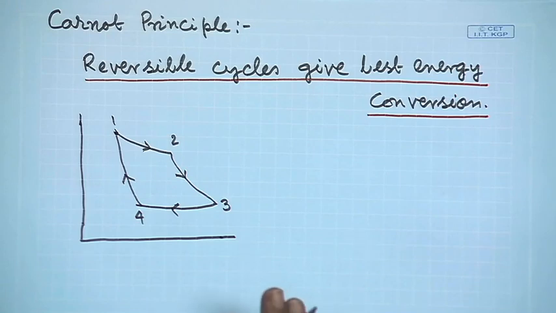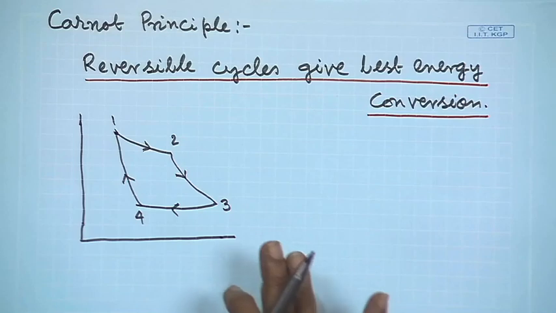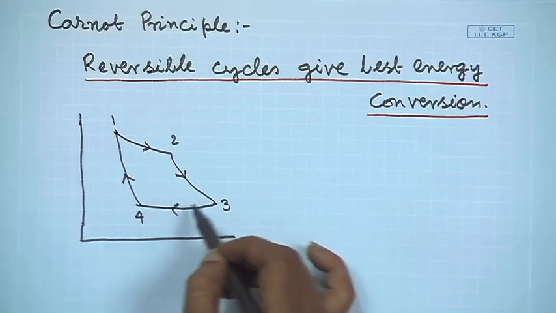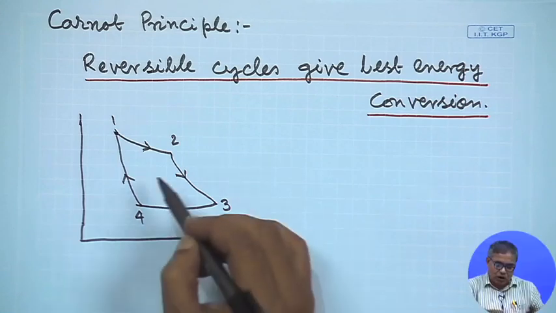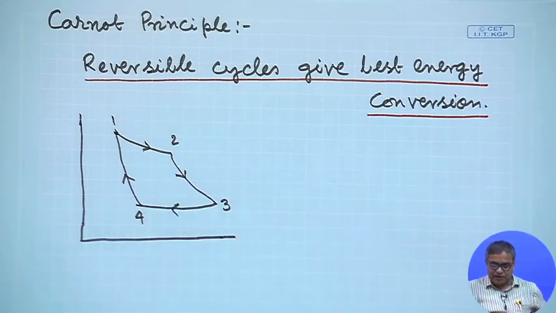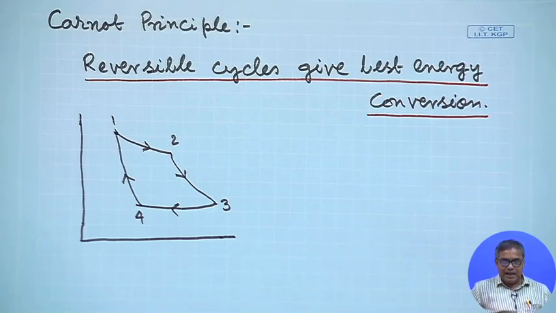A reversible cycle means that all the processes are reversible, and if all the processes are reversible, then the direction of the cycle can be reversed. And if we reverse the direction of the cycle, then there will not be any change elsewhere, neither in the system nor in the surroundings. So, here the concept of reversibility is coming. Probably in the last lecture, I told that the second law gives us the concept of reversibility and irreversibility. So, if all the processes are made reversible, then the cycle is a reversible cycle. And Carnot postulated that a reversible cycle will have the best performance as far as energy conversion is concerned.